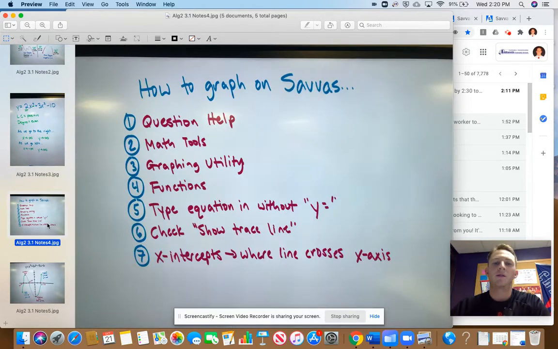Two more things here. We're going to get into this a little bit later, but how to graph on Savas. So we have this polynomial. Have no idea what it looks like, right? Our scientific calculator doesn't graph that. We can follow these 7 steps on Savas to graph a polynomial.